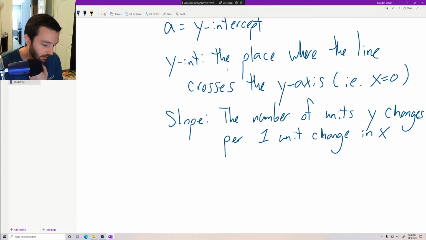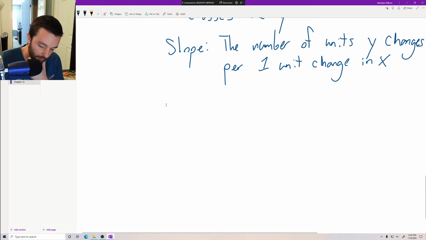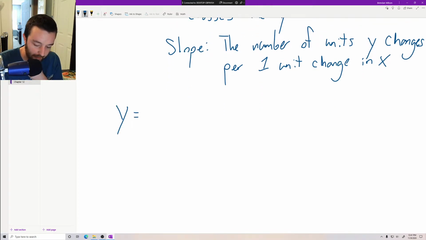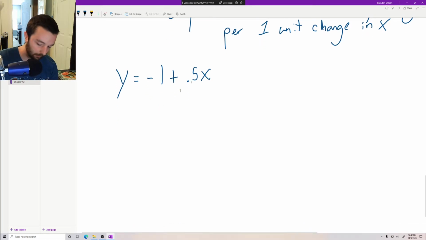So if we look at one more equation here, if we have y equals -1 plus 1/2 x, okay, or we'll often be using decimals with this stuff, so let's say 0.5x, okay. That means our y-intercept is at -1, so we're going to cross the graph at -1, and every time x changes by 1, y is going to change by 0.5. Okay.